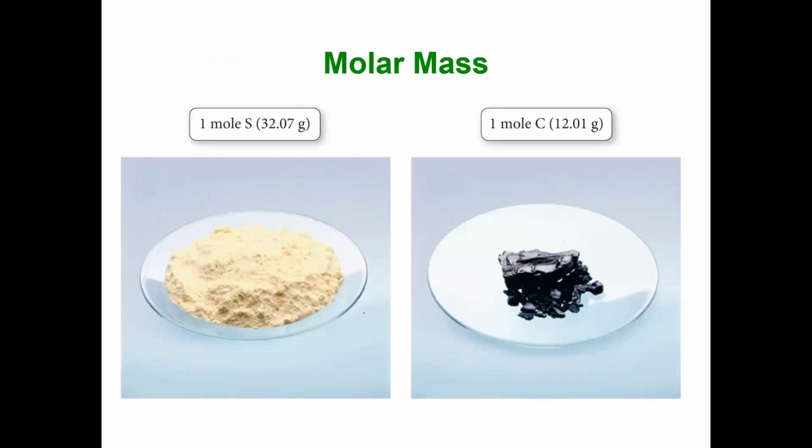So what's molar mass? Molar mass is the mass of 1 mole. So 32.07 grams of sulfur per 1 mole. That's a molar mass. 12.01 grams of carbon over 1 mole. These are meaningful sizes. These are amounts that we can weigh in a lab. Our scales can measure grams.